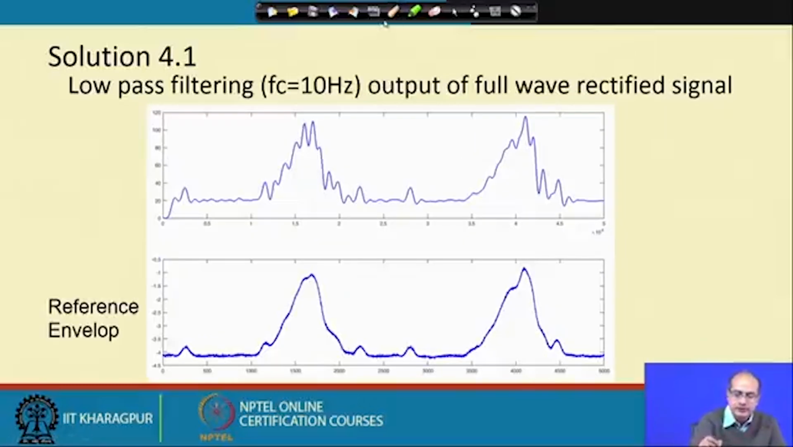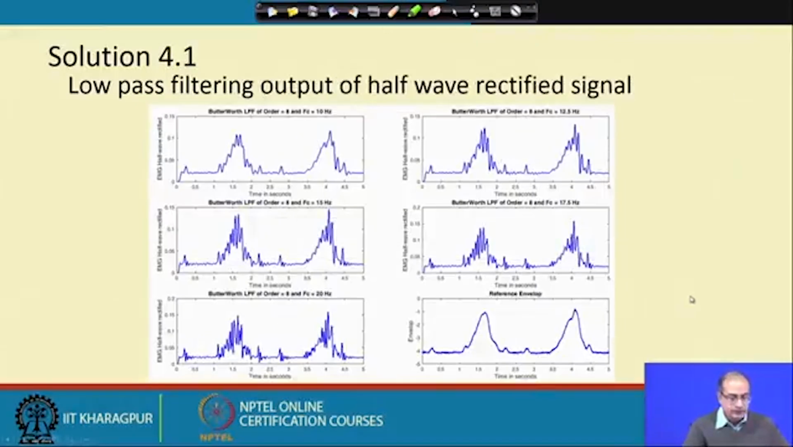Here we start with the 10 hertz cutoff, and in each case the low pass filter order is the same. So, the only change is in the cutoff frequency, going to 12.5, then 15, 17.5 and 20. What we see is that as we increase the cutoff frequency, more and more ripples come into the output, and when we compare with the reference signal, we find that it is not desirable.